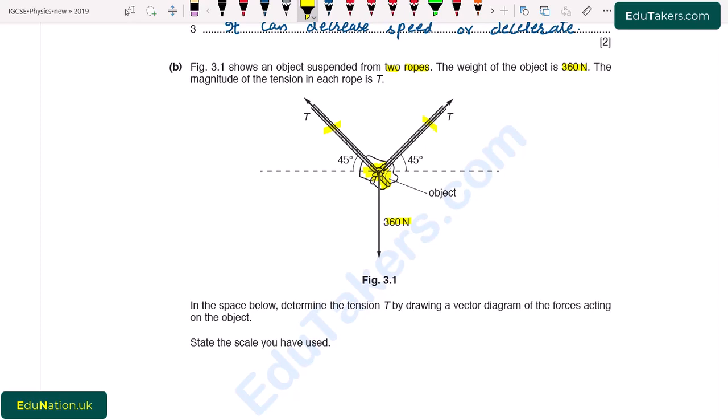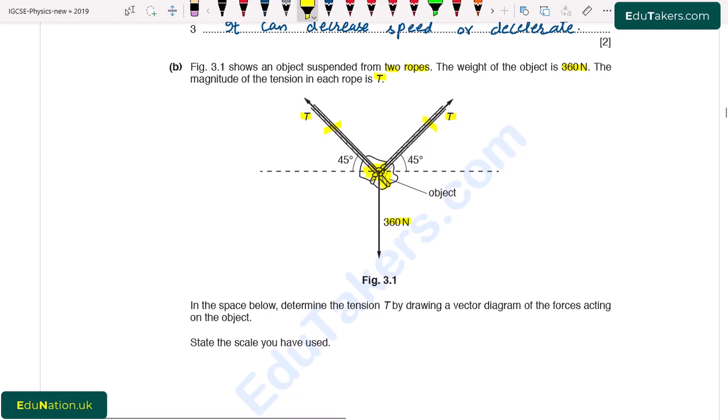The magnitude of the tension in each rope is T and the tension in both of these ropes is equal, and it is equal to T. In the space below, determine the tension T by drawing a vector diagram of the forces acting on the object. State the scale you have used. Here we have to find out the tension.